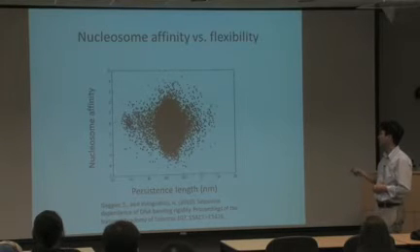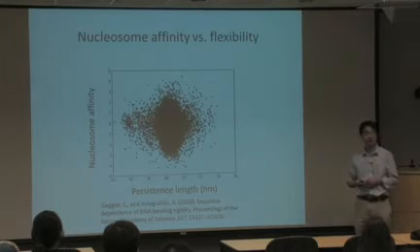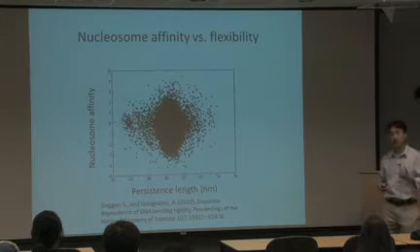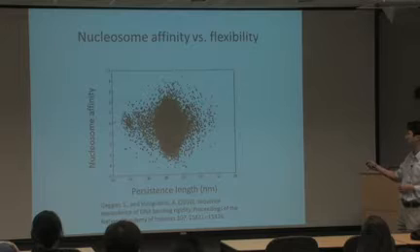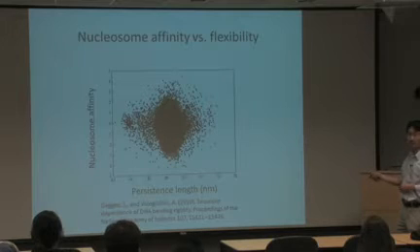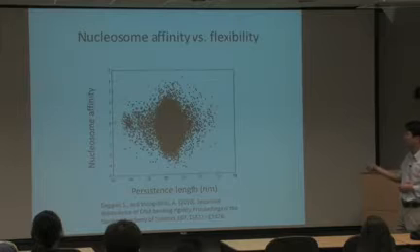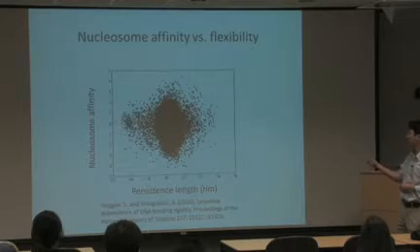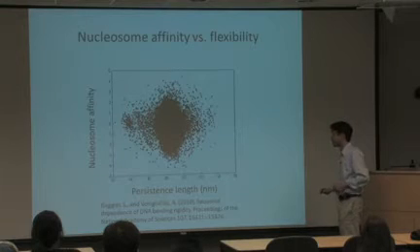And as you can see here, you don't see a very strong anti-correlation, which you would expect if nucleosome formation really depends on the mechanical properties of the DNA. Anti-correlation means that if you have a very soft DNA molecule, you're likely to form a nucleosome very well. Right? So you would see points distributed along that axis. However, you don't see that. Points are just scattered all over the place.